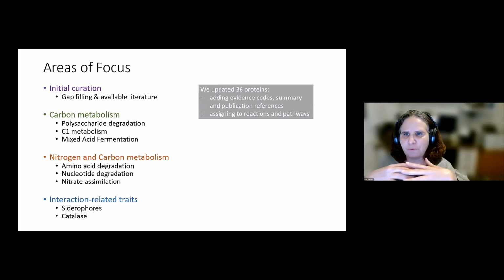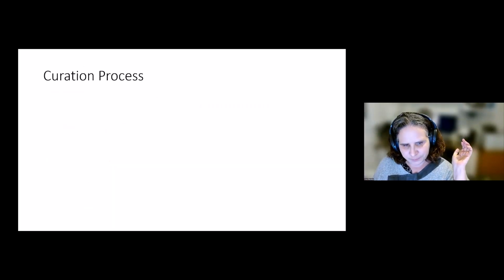All in all, we updated 36 genes, adding evidence codes, summaries, publication references, study interactions, and pathways. I just want to say, we looked at a lot more than 36. These are the ones that we had good confidence that we are on the right track.